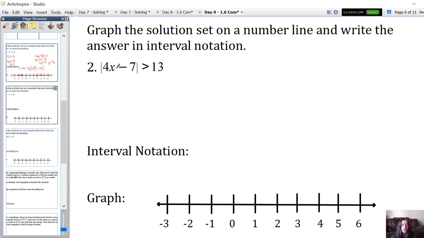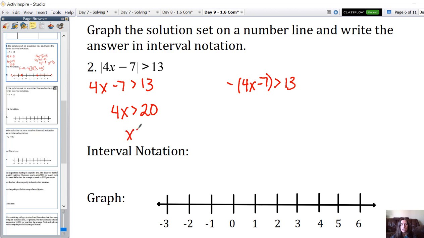The absolute value of 4x minus 7 is greater than 13. Case number 1: 4x minus 7 is greater than 13. Case number 2: negative (4x minus 7) is greater than 13. So back to case 1, I'm going to add 7. So we have 4x is greater than 20, and then divide by 4, so x is greater than 5.